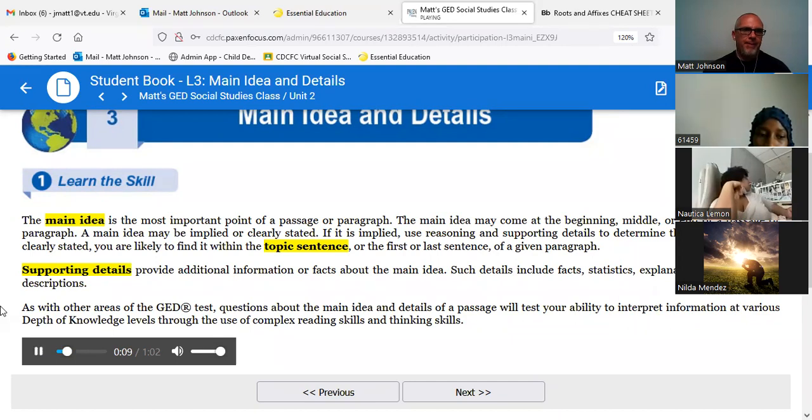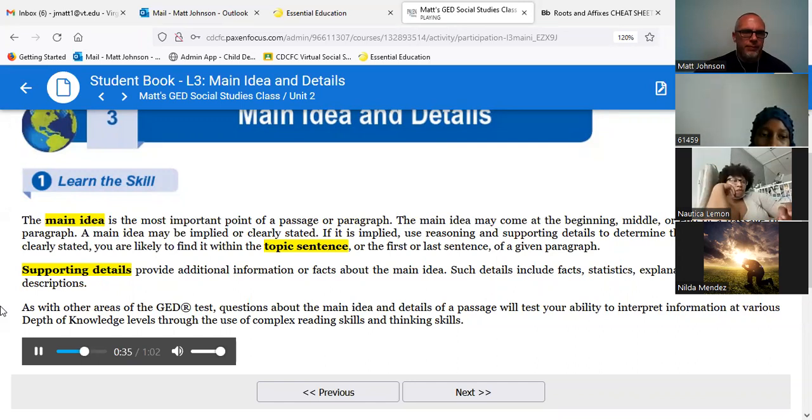All right. Okay. Beginning, middle, or end of a passage or paragraph. A main idea may be implied or clearly stated. If it is implied, use reasoning and supporting details to determine the main idea. If it is clearly stated, you are likely to find it within the topic sentence, or the first or last sentence of a given paragraph.